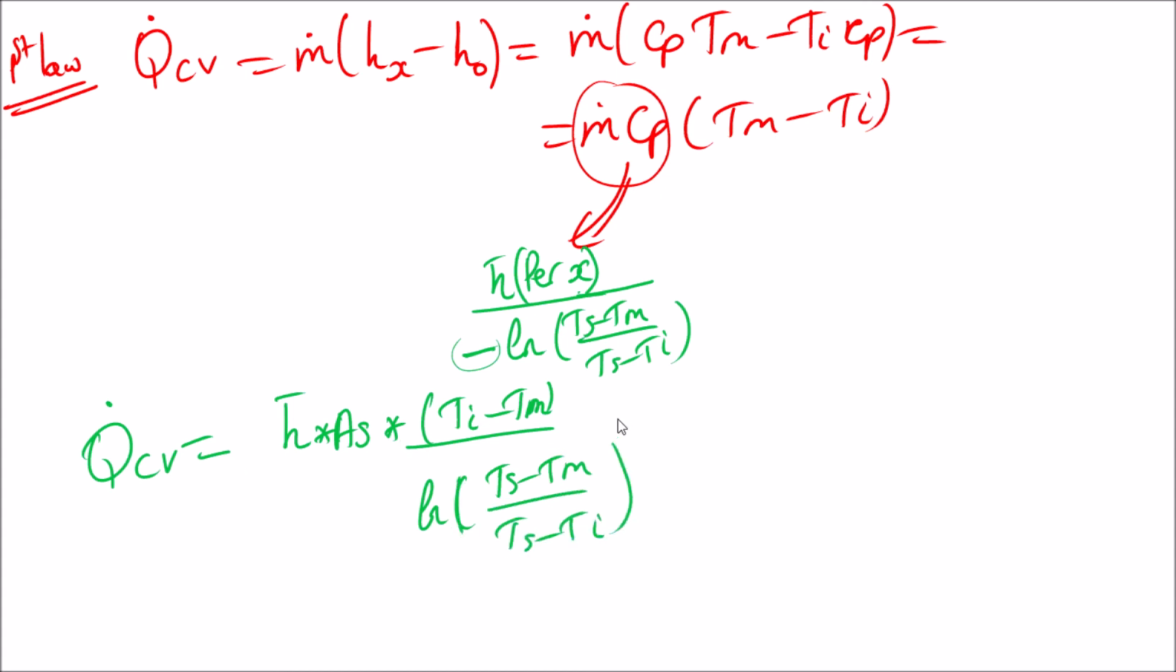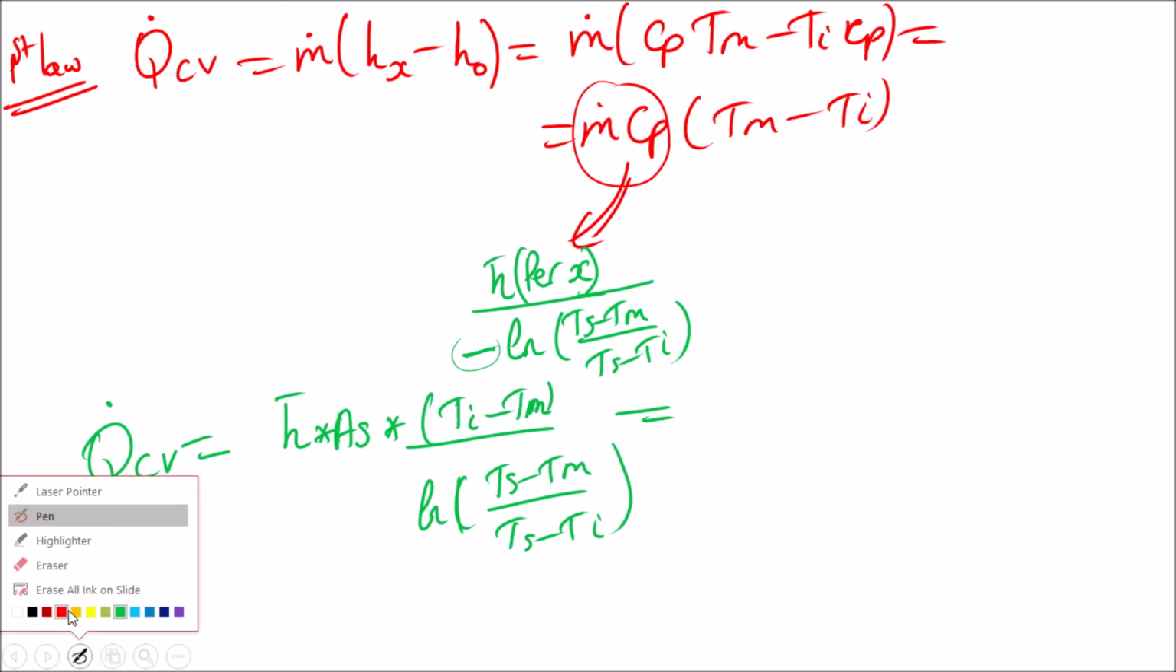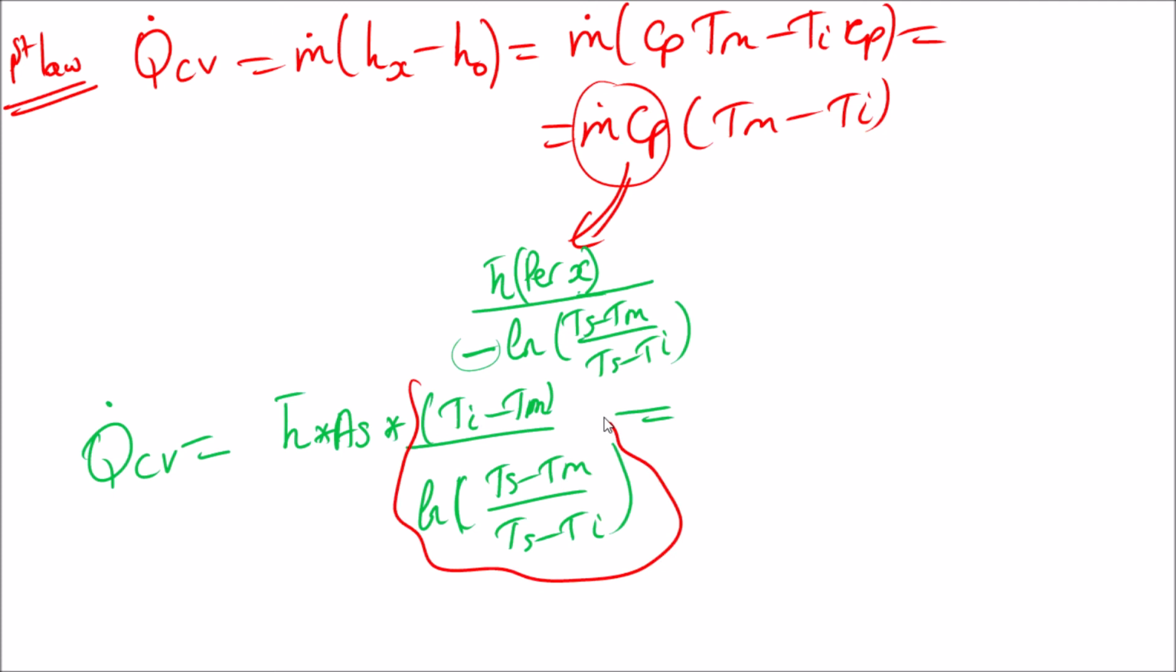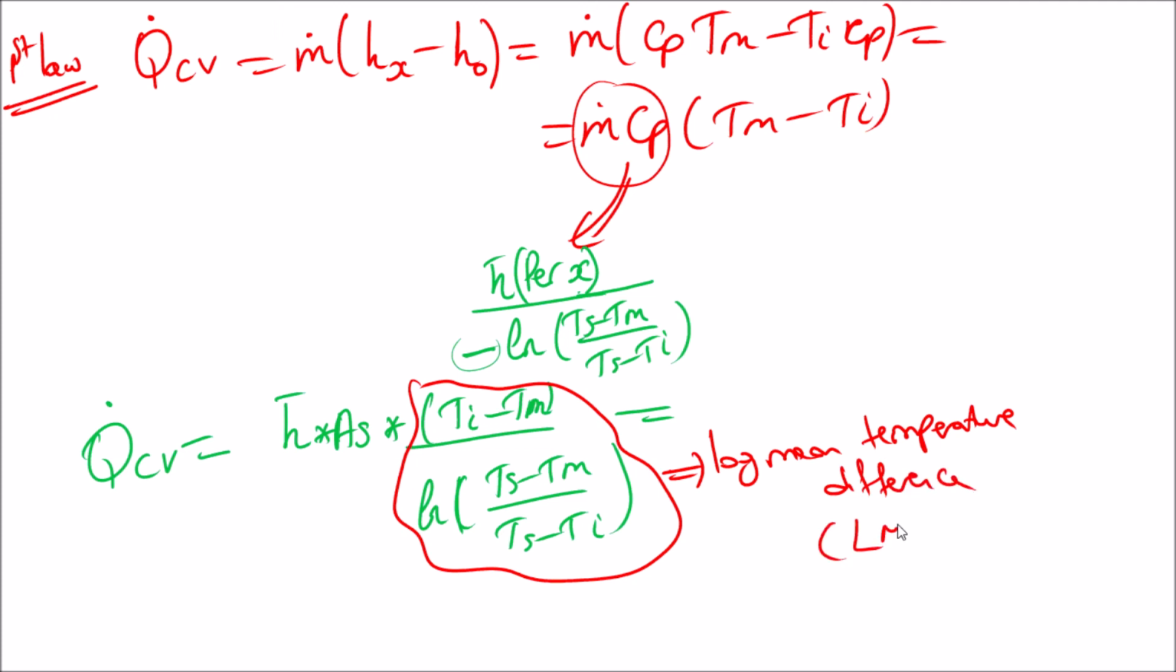Okay, and as you can see from here, the heat transfer by CV depends on the temperature change in an exponential manner or a logarithmic manner. So this part here is called the log mean temperature difference, or LMTD. And therefore I can write it as h As LMTD. Okay, LMTD is the temperature change from inlet to outlet, and that is Ts minus Tm, Ts minus T inlet. Okay, good.